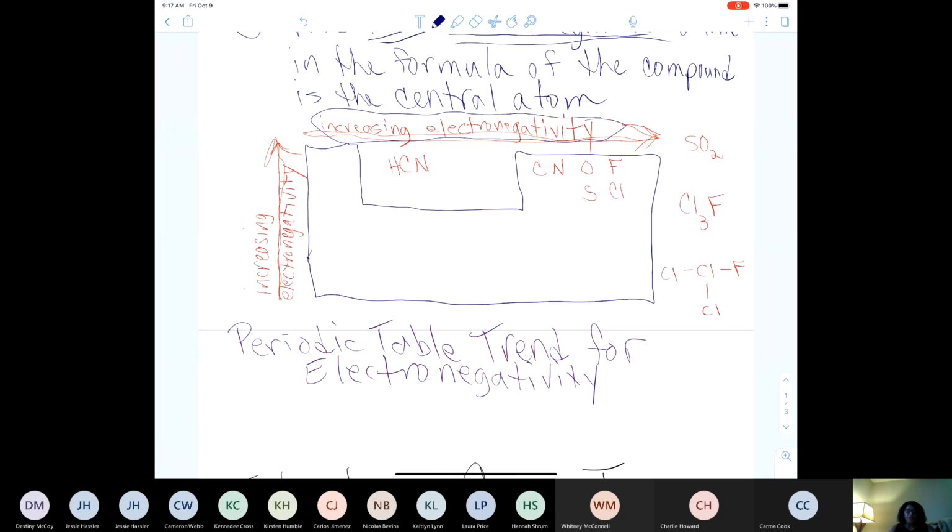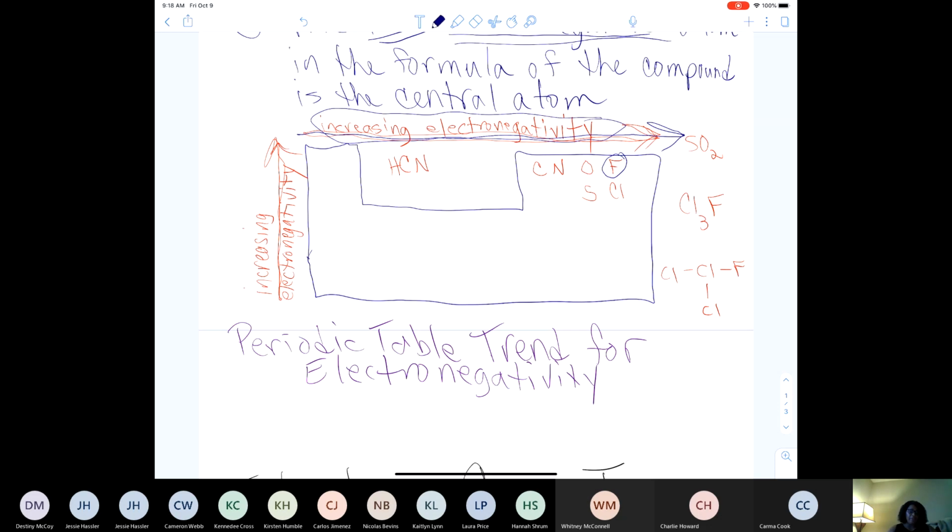As you move across the periodic table from left to right, electronegativity increases. So that would mean that fluorine would be more electronegative than oxygen because it's further to the right of oxygen. Oxygen would be more electronegative than nitrogen because it's further to the right of nitrogen. And nitrogen would be more electronegative than carbon because nitrogen is further to the right of carbon.